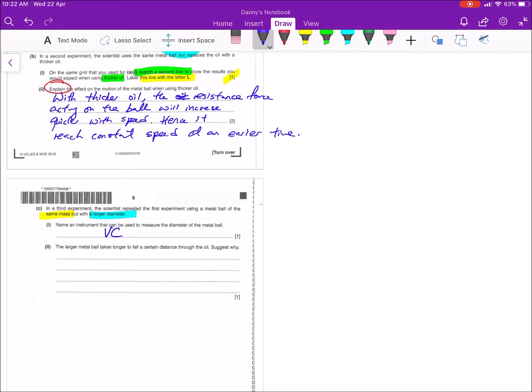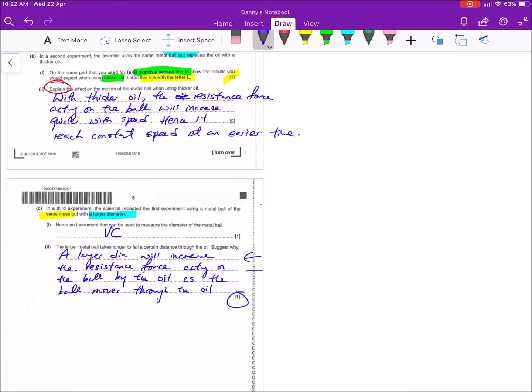The larger metal ball takes a longer time to fall through a certain distance through oil. Suggest why? Well, you just need to say what I have covered. A larger diameter will increase the resistive or the resistant force acting on the ball by the oil as the ball moves through the oil. So it is just 1 mark, but they give you 4 lines to explain. So they expect more details.